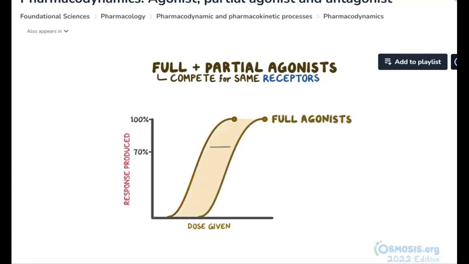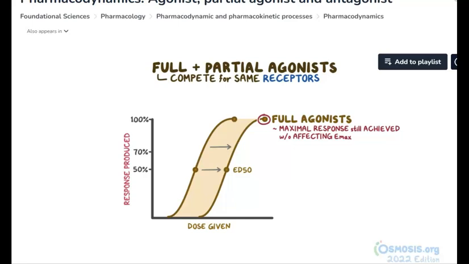If we increase the dose of the full agonist, it will displace the partial agonist from the receptor and the maximal response will still be achieved. So the dose-response curve will shift to the right without affecting Emax, but the dose required to achieve 50% of the maximum effect, also known as effective dose ED50, will be increased.